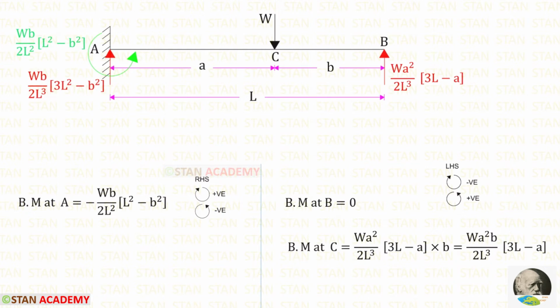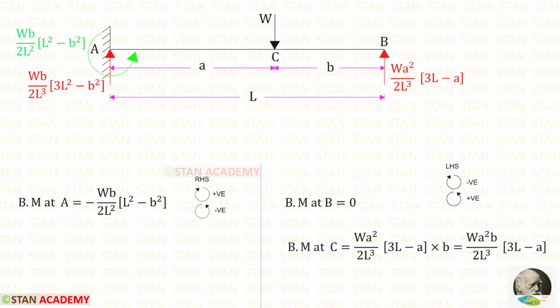Now let us find the bending moment values. The point B is a simply supported end, so the bending moment at the point B will be 0. To find the bending moment at A, let us use the right hand side rule. Clockwise will be positive and anti-clockwise will be negative. MA is acting in the anti-clockwise direction, so that will be negative.